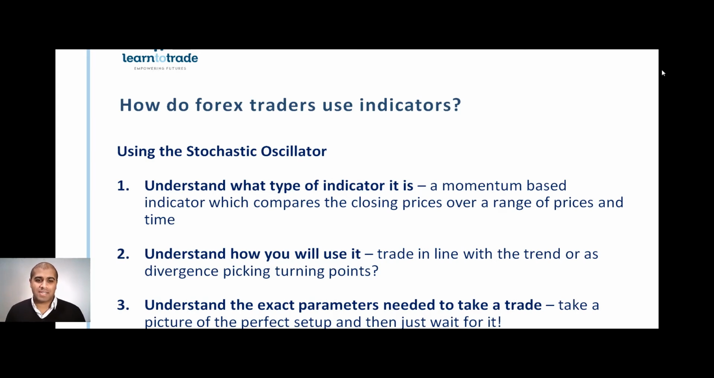The second thing about the Stochastic Oscillator is that you need to understand how you are going to use it specifically. So are you going to use it to trade in line with the trend, or are you going to use it as a divergence indicator to pick turning points? Maybe you're going to do a combination of both.